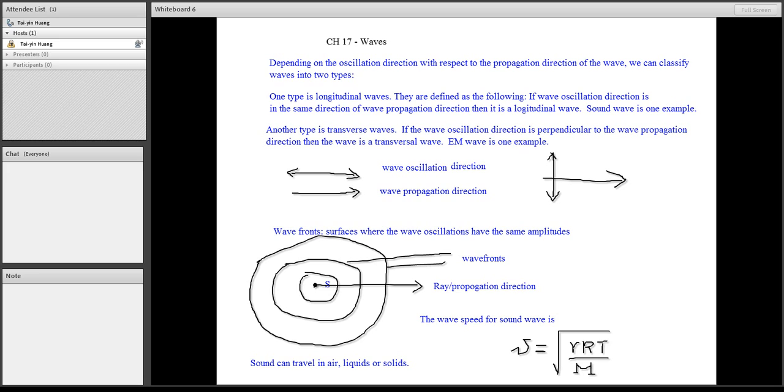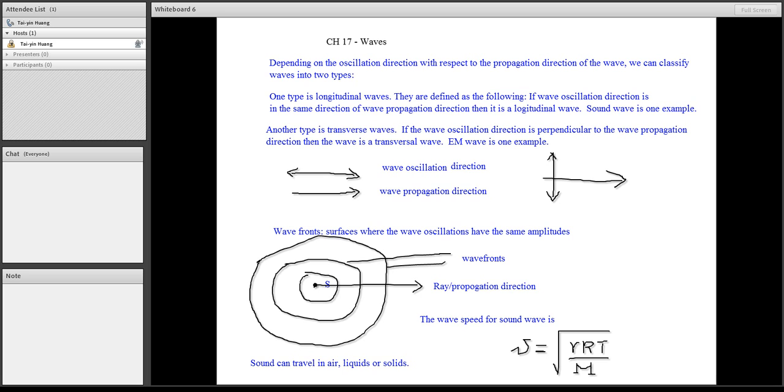So say the wave oscillation is in this direction, to the left and to the right. This is the oscillation direction. And then you have the wave propagating at the same time in the rightward direction. This arrow indicates the wave propagation direction, and the oscillation direction indicates molecules being forced to move to the left and to the right, and in the meantime the wave is propagating through air in the rightward direction.